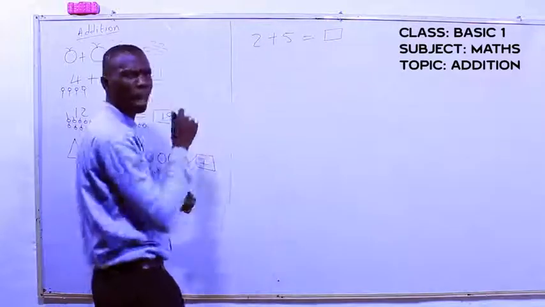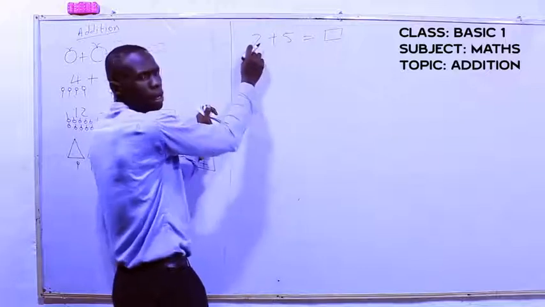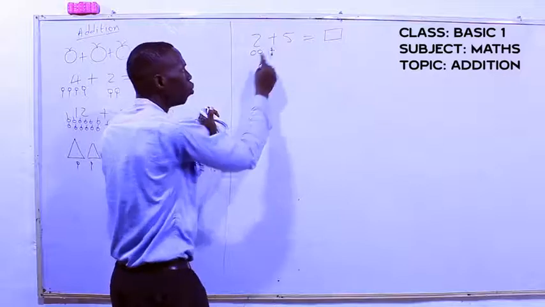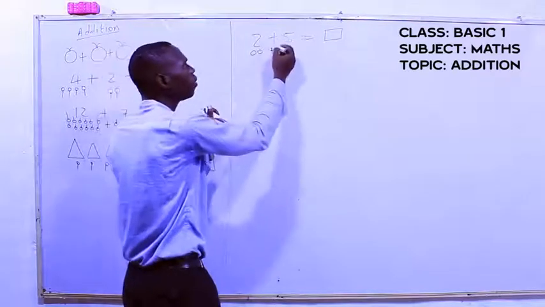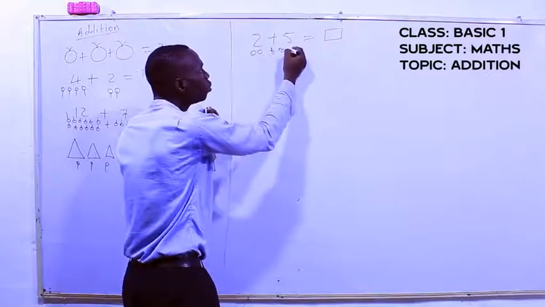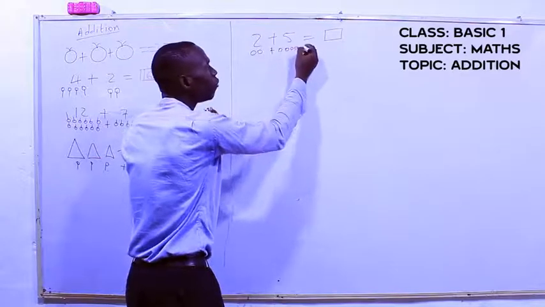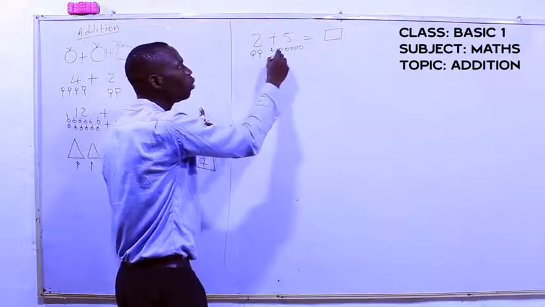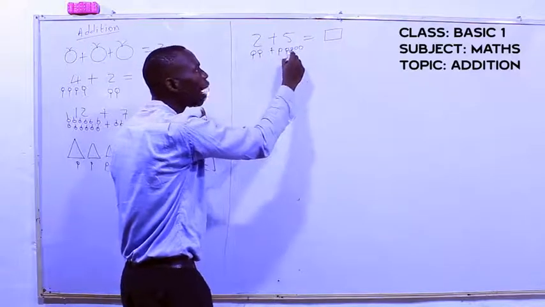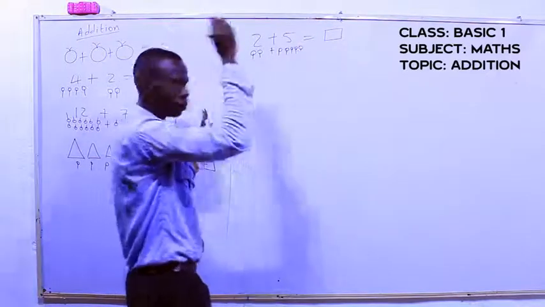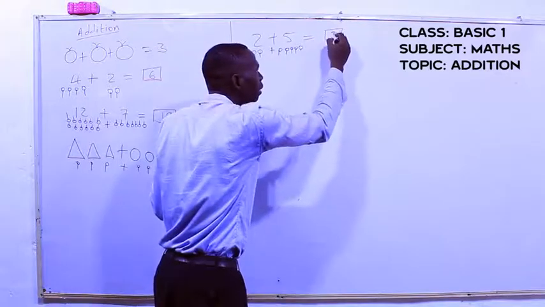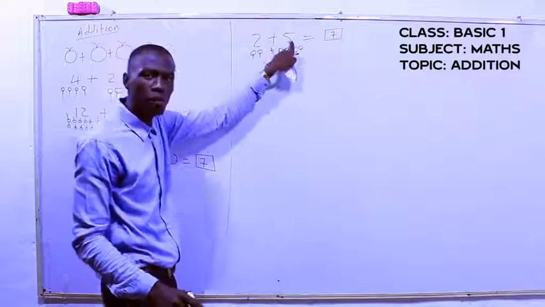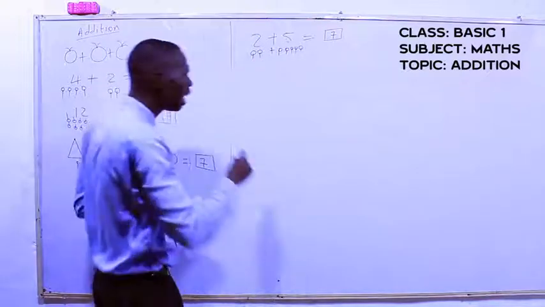Let's do horizontal adding first. How many? This is 2. You count 1, 2. Big stone. How many? 5. Count 5 stones. 1, 2, 3, 4, 5. Join them together. 1, 2, 3, 4, 5, 6, 7. Counting and writing, I have 7. 2 plus 5 is what? 7.